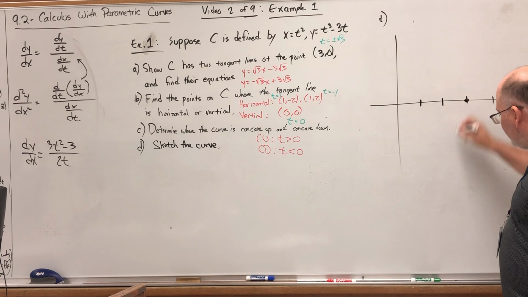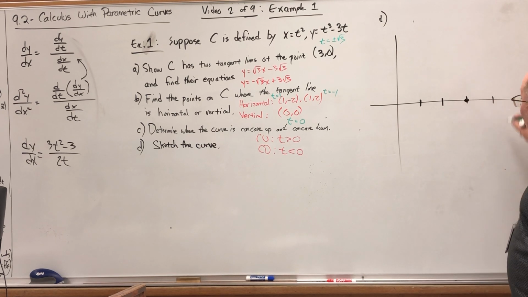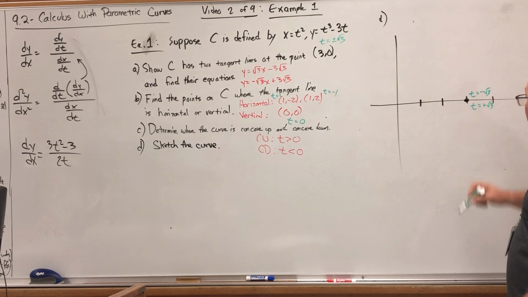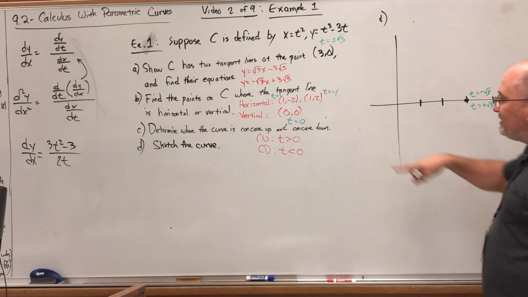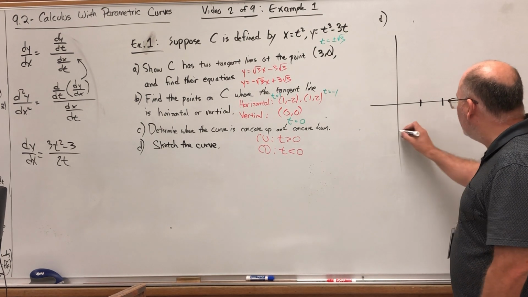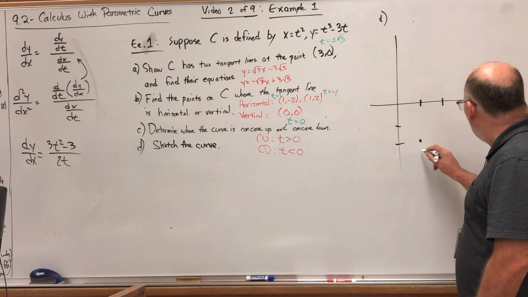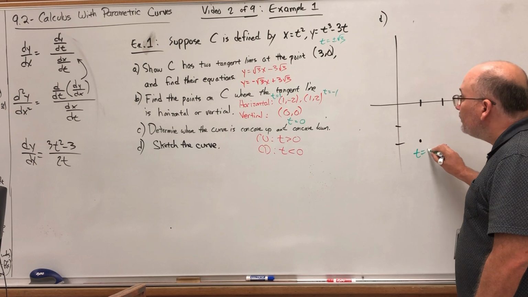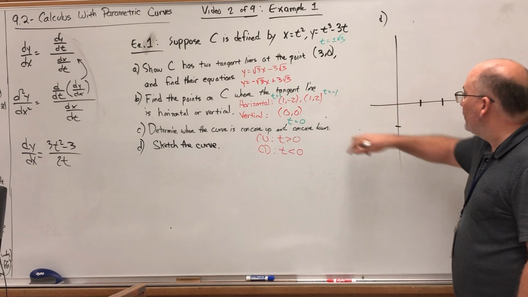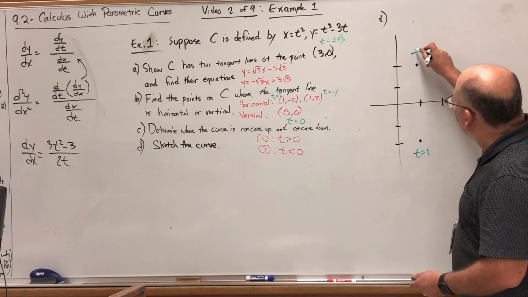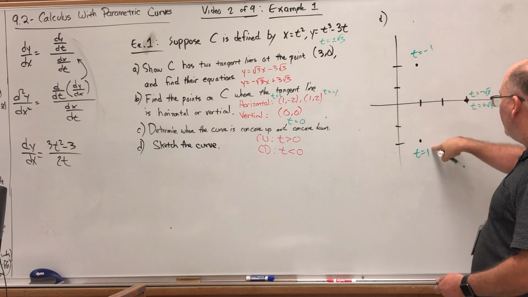We know at (3, 0), this happens 2 times, when the time is negative square root of 3 and when the time is the positive square root of 3. So our graph's going to have to cross through that point twice. We know at time equals 1, we're at the point (1, -2), which is down here. So here's time equals 1. And at time equals negative 1, we're at the point (1, 2). So we hit this point before we hit that one.